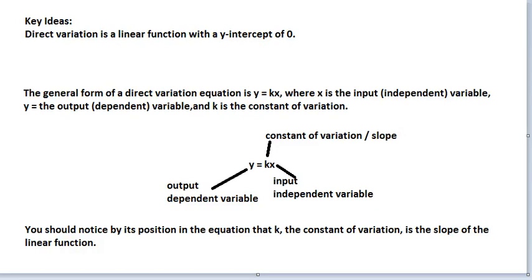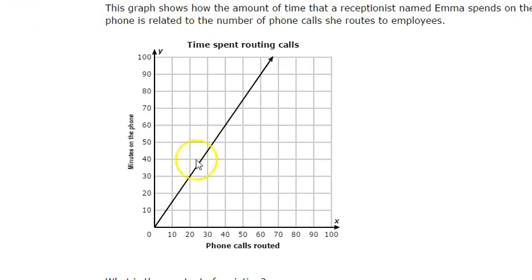Okay, so before you start this homework assignment, I do want to review with you a few key ideas. So the first key idea is direct variation. It's a linear function with a y-intercept of 0. So that means that if I graph a direct variation, it's going to look something like this.